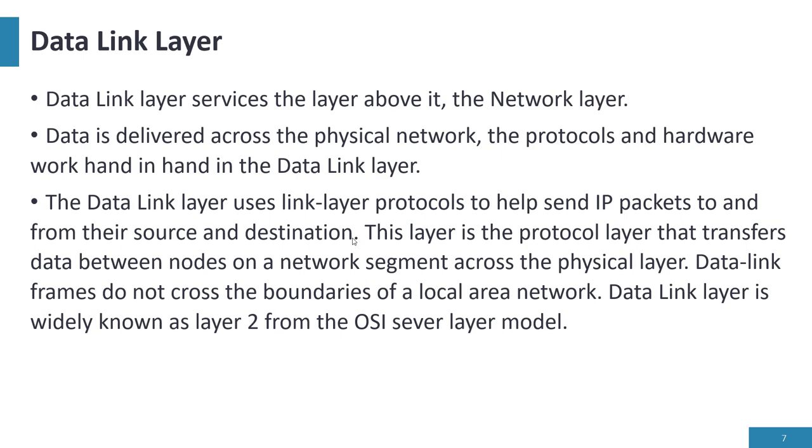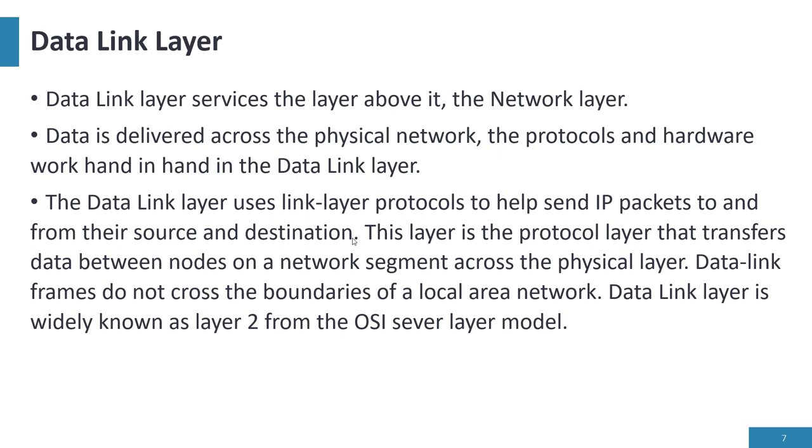The data link frames do not cross the boundaries of a local area network. So that's one important thing to remember. Data link layers do not route. The data link frames, which are the layer 2 frames, are not routed. If you need to communicate with something that is off of your local area network, you will have to use layer 3 IP routing to send traffic between networks.